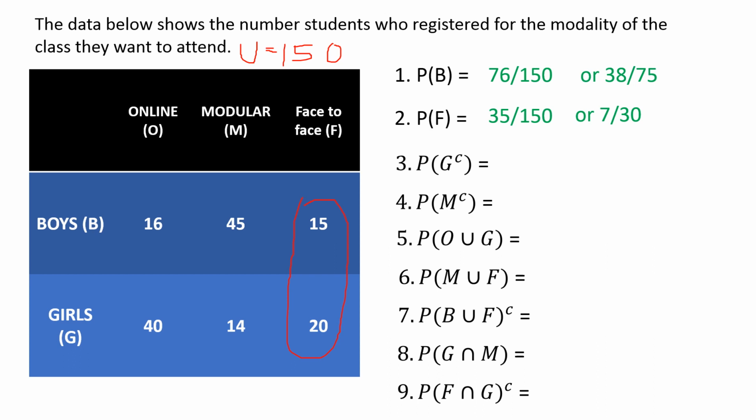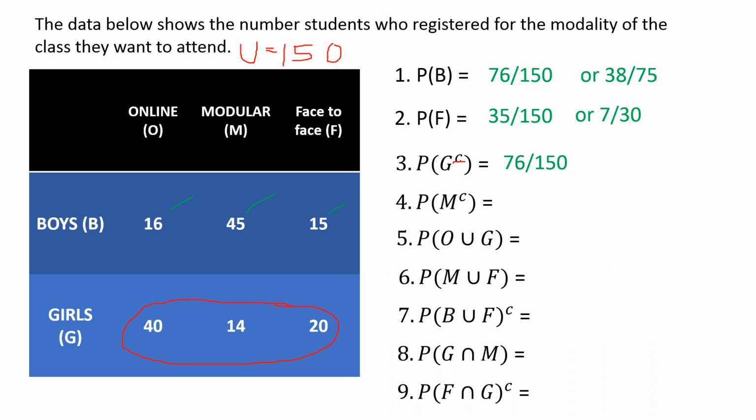Number 3, probability of G complement. G representing the girls, but we do have that symbol again, complement. So here is our G. When we say complement, it is not part of G. So what are the frequencies that are not parts of G? We are to use this: 16 plus 45 plus 15, and that gives us 76 over 150. That is how we deal with notations using complement.